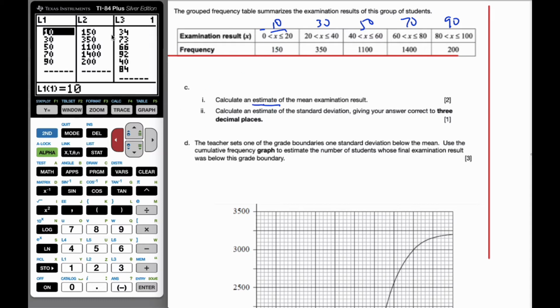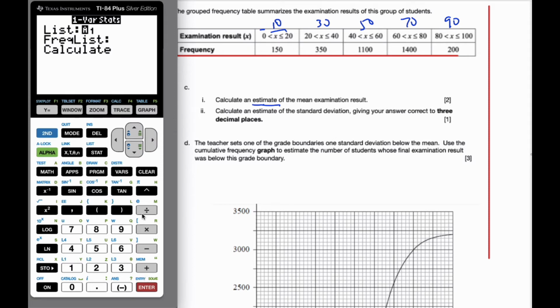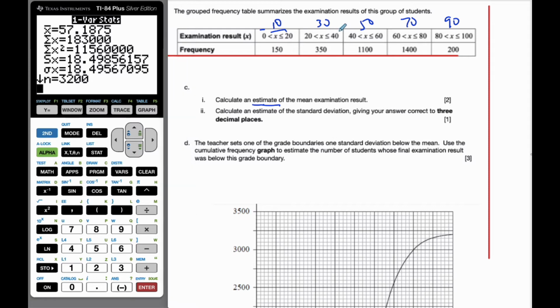So to do this, I have my frequency in L2, so I'm going to go stat, calculate, one variable statistics. So I'm only talking about examination results. Frequency is not a variable, it's just a count of how many values. One variable statistic, L1, my frequency list is going to be L2 this time. I hit enter, and here are my values. I get 57.2, rounded to 3 significant figures.